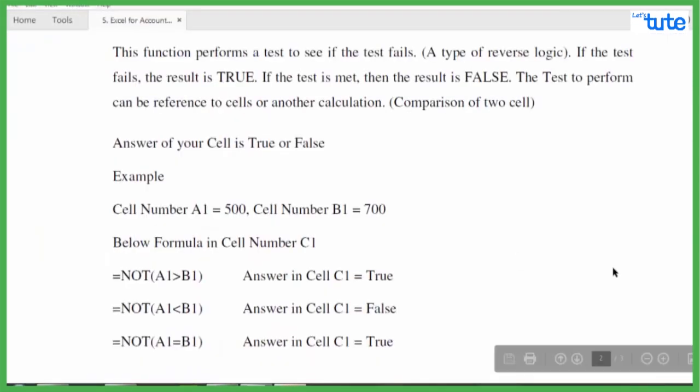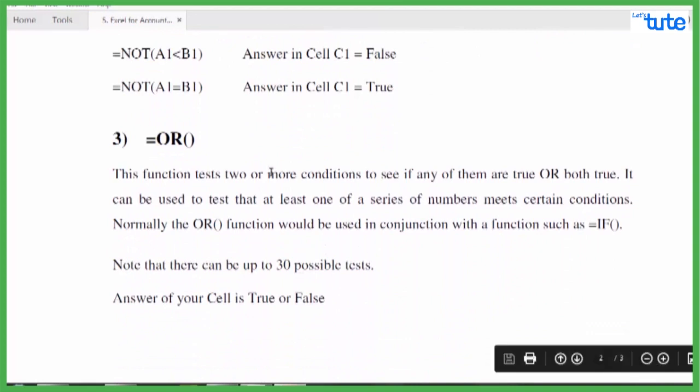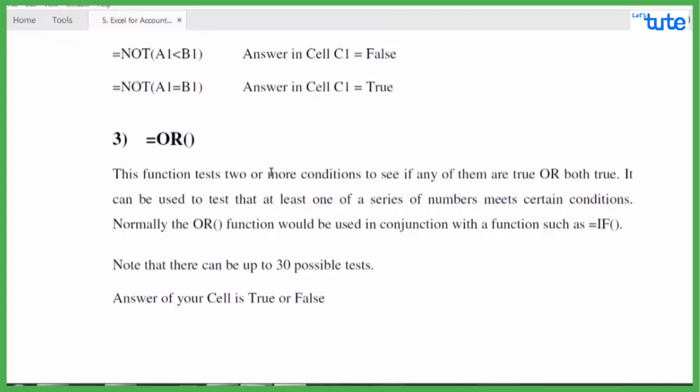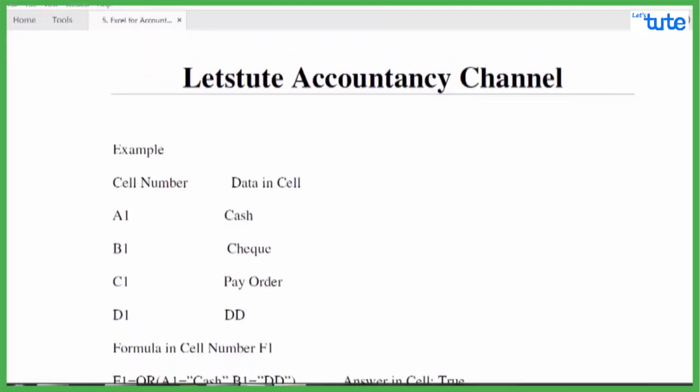Now last one is the OR command. The OR command is the opposite of the AND command. Okay. In OR, if any one condition is satisfied, then your answer is true. Let us start the example.